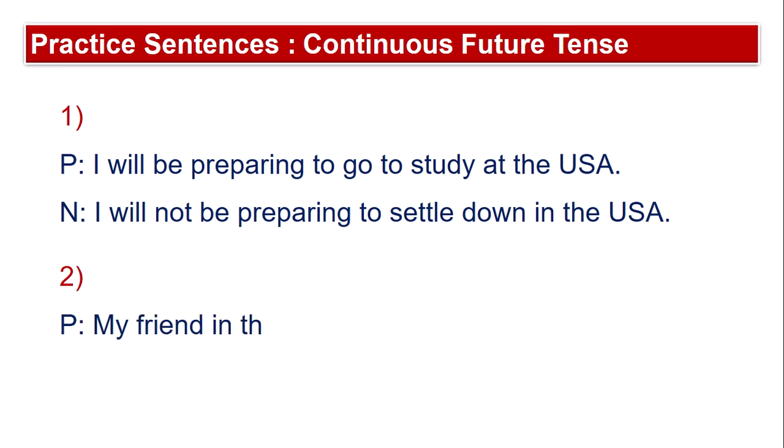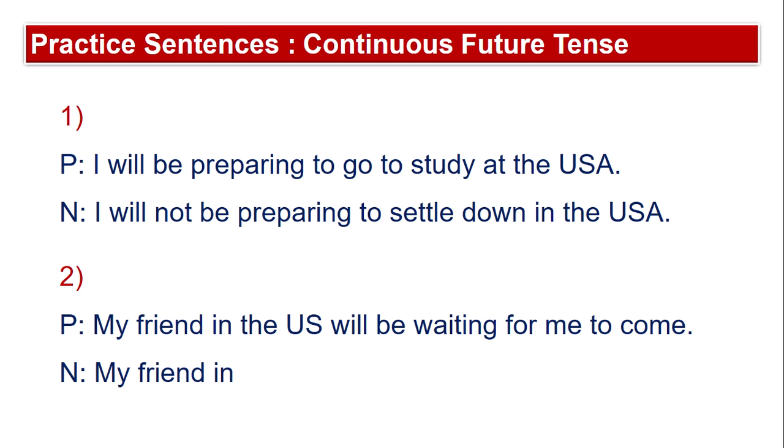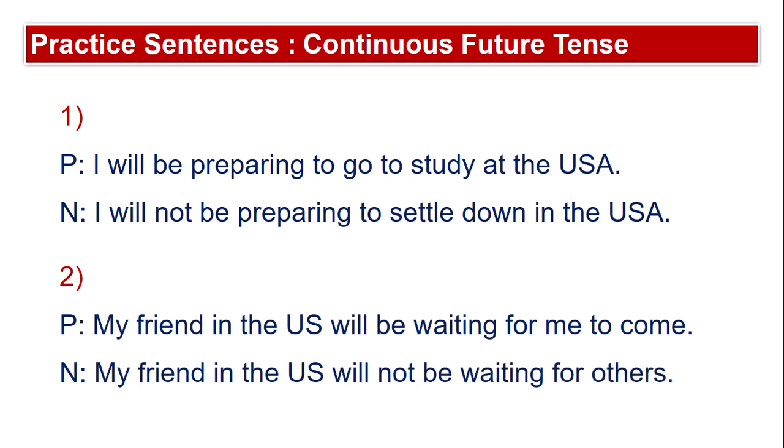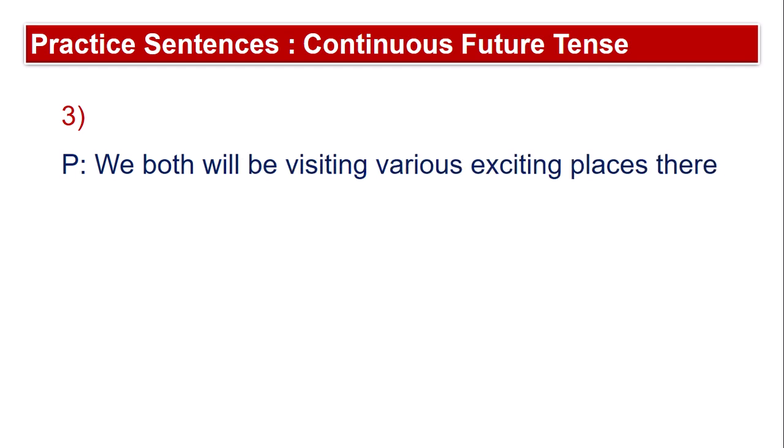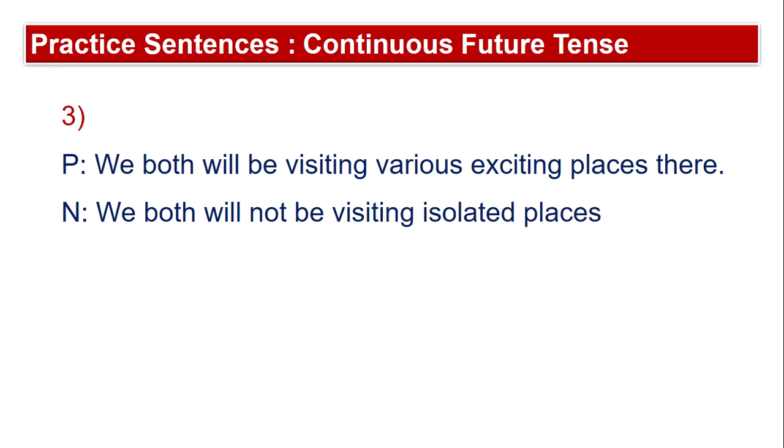Next sentence, my friend in the US will be waiting for me to come. My friend in the US will not be waiting for others. So here we have talked about my friend who lives in USA as well. The third one, we both will be visiting various exciting places there. We both will not be visiting isolated places there. What we will be doing right together.